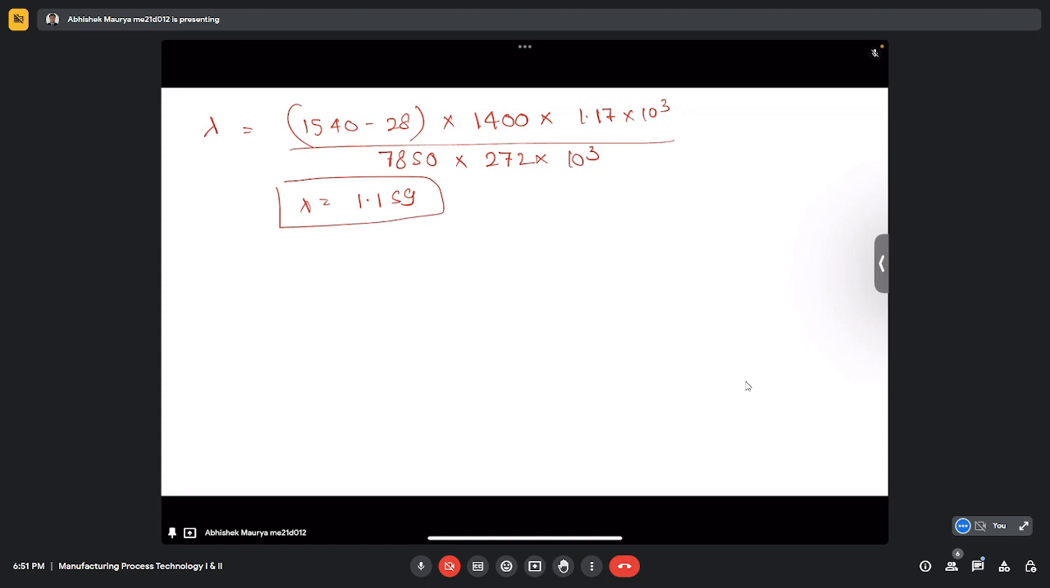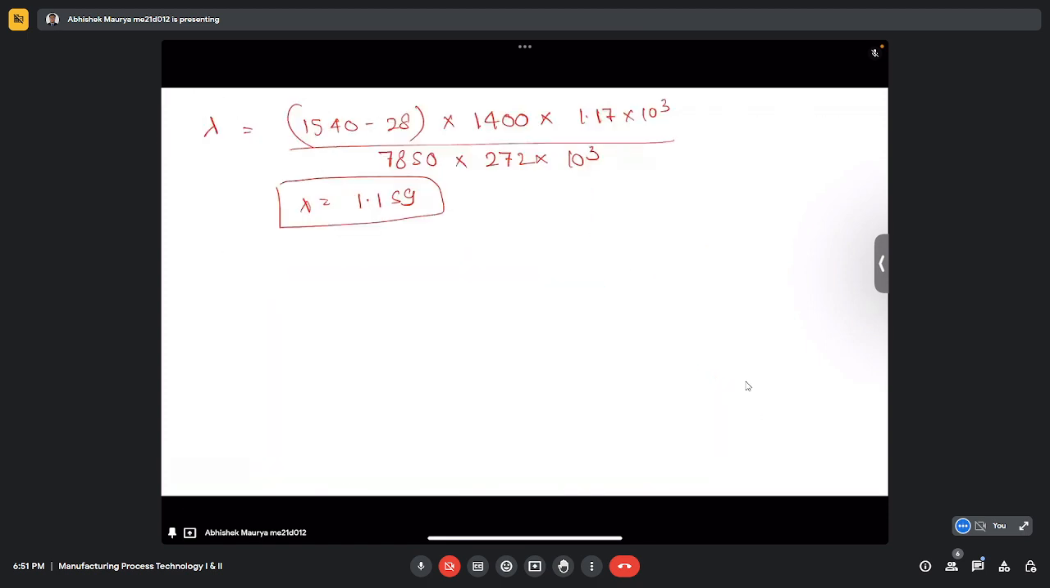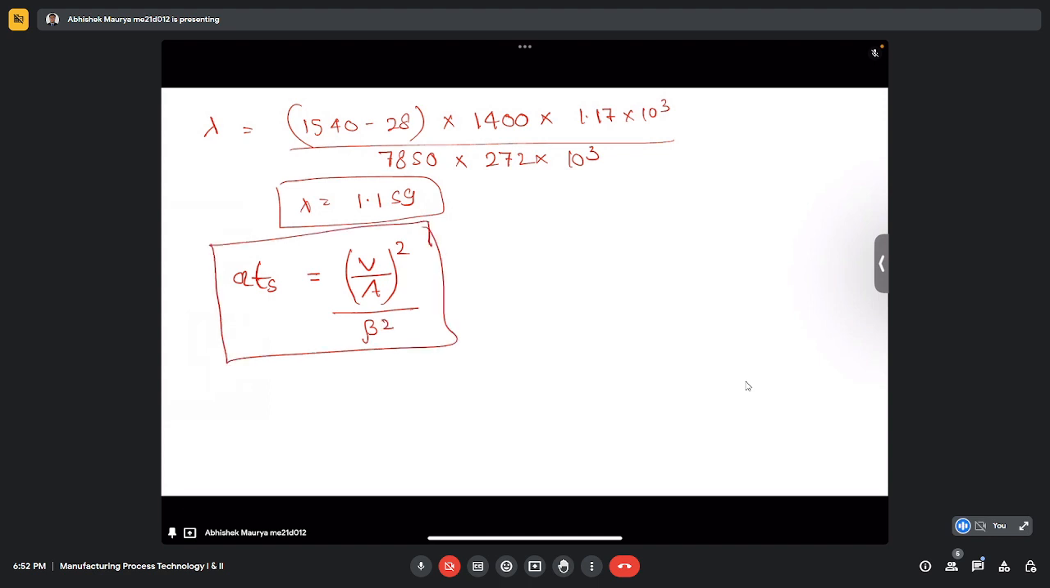Also, there is a relationship between the thermal diffusivity of the sand mold and the solidification time, and the ratio of the volume upon area of the casting upon something called beta square. This is the final relation which will be used to calculate the solidification time. Till now, V by A ratio is known. Alpha and beta we still don't know.